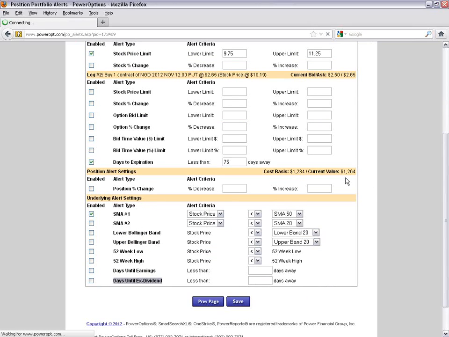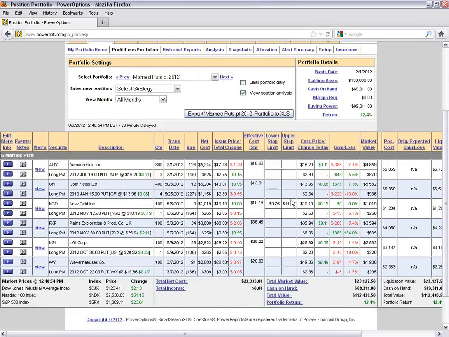Let me go ahead and click Save, and we're not going to see anything highlighted here, but notice now it did fill in the upper and lower stock limits for me, 9.7 to 11.25. So if the stock drops below that or moves above 11.25, this view column will be highlighted in red for me now to let me know that one of my alerts has been triggered.